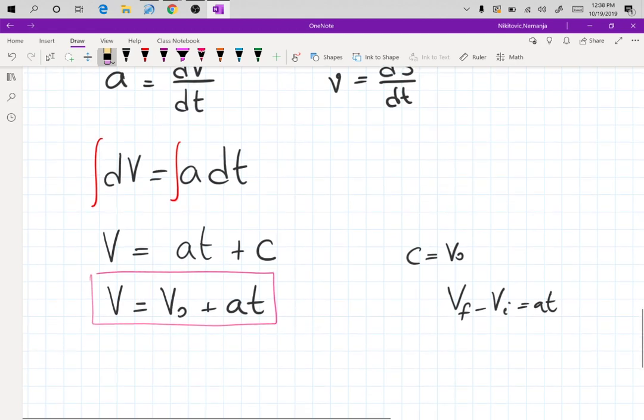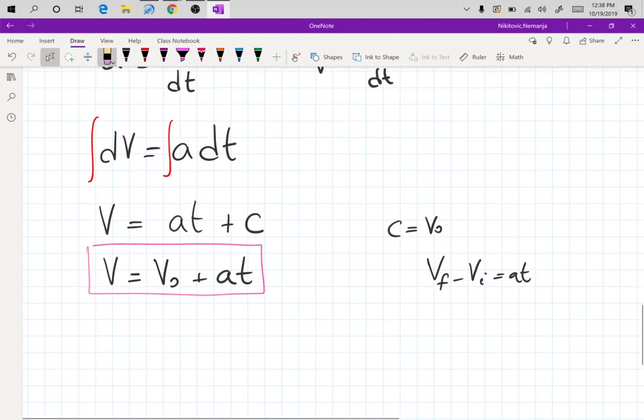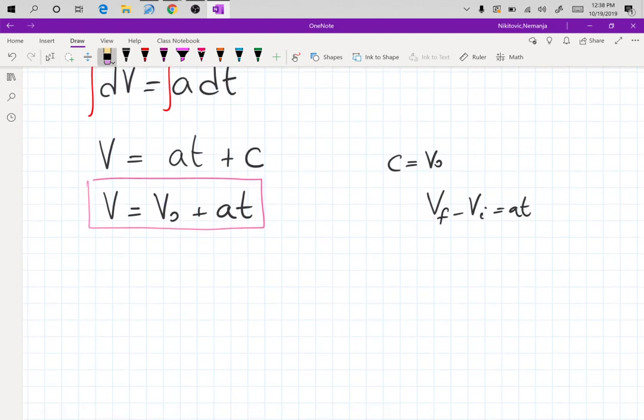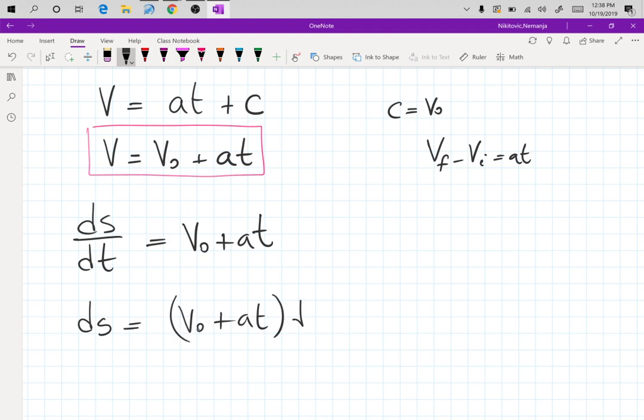Well, now what I'm going to do is replace this v, for the last step of today. I'm going to replace this v with a change in position in time. So it's going to become ds/dt equals v0 plus at. To separate the variables, I am going to move dt to the other side and integrate.